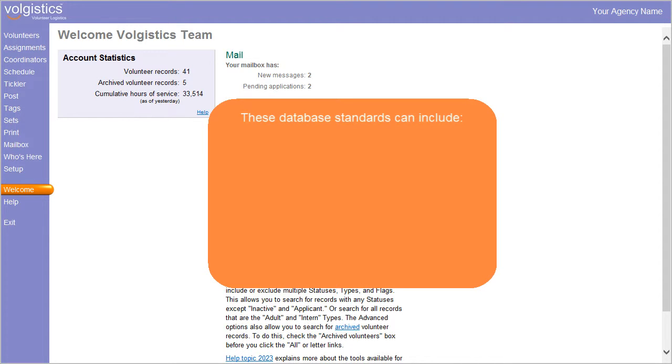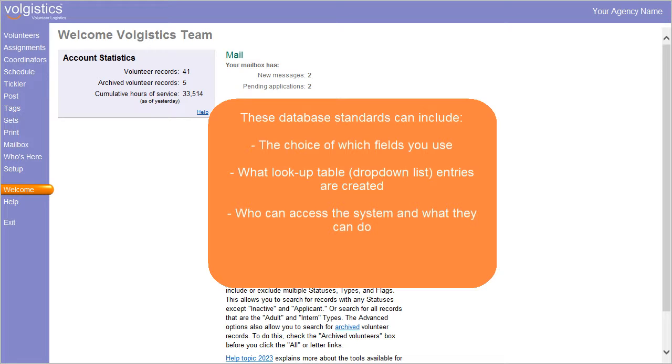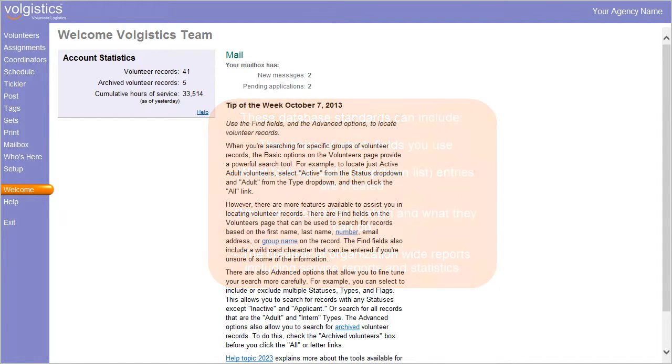These database standards can include the choice of which fields you use, what lookup table entries are created, who can access the system and what they can do, and the creation of organization-wide reports, including service reports and statistics.